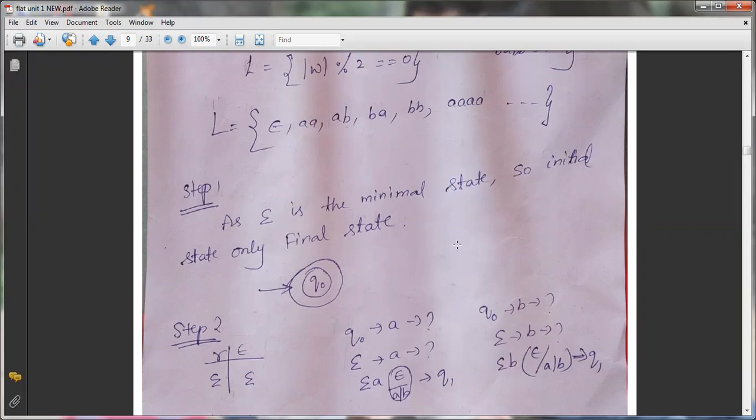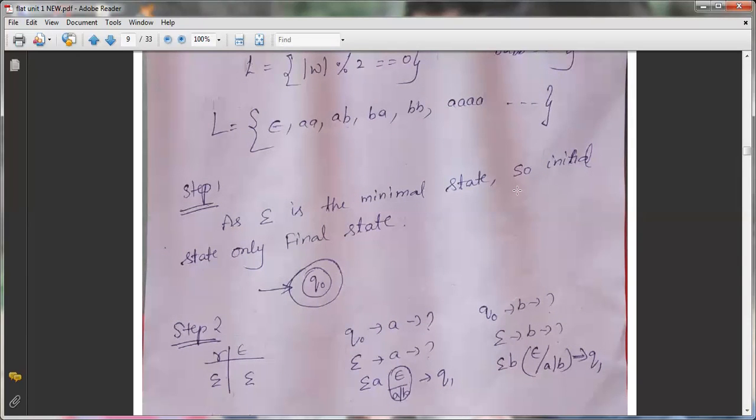So in this particular condition, if the question is given like this, here epsilon will be there. Epsilon means the number of a's is 0, so 0 modulus 2 is equal to 0 here. So we are going to consider the epsilon also. In the previous cases, ends with and starts with, we did not consider the epsilon. Whereas in this case, we are going to consider the epsilon as the minimum string.